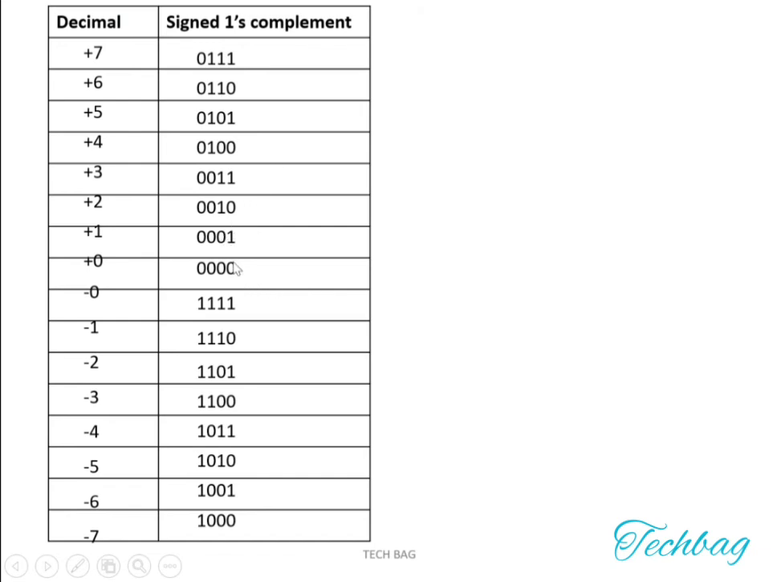And here also there are 2 representations for zero, that is plus 0 and minus 0. For a negative number, the most significant bit is 1, which indicates that it is a negative number, and it is different from sign magnitude representation.